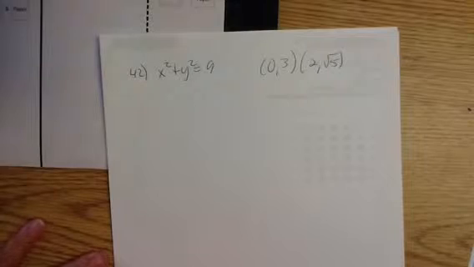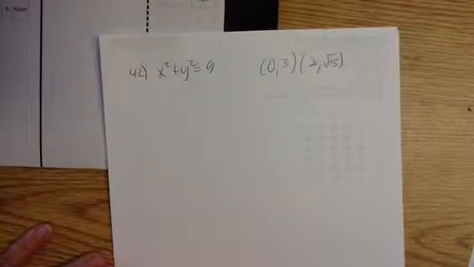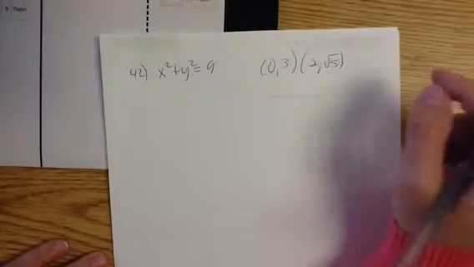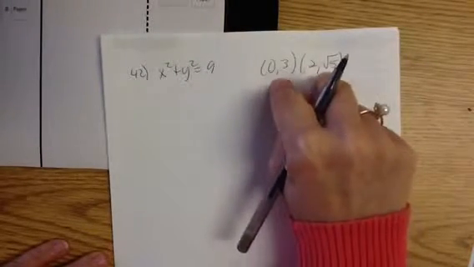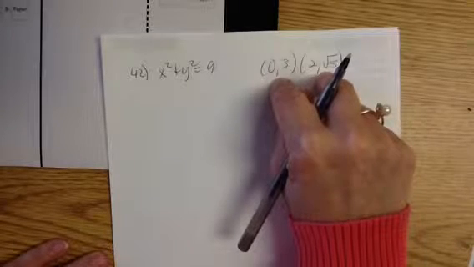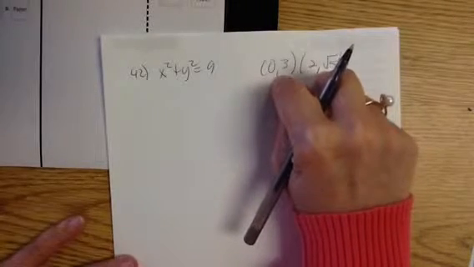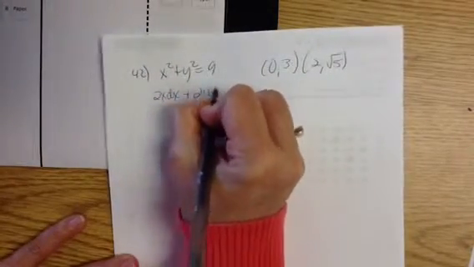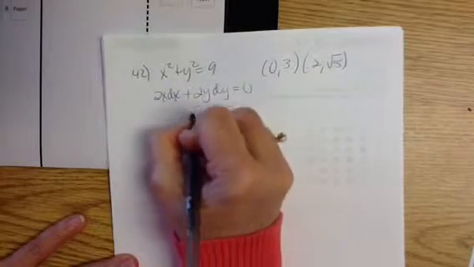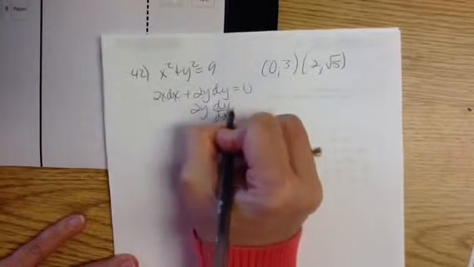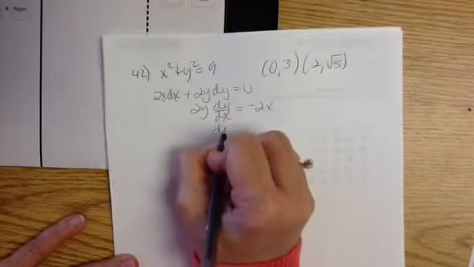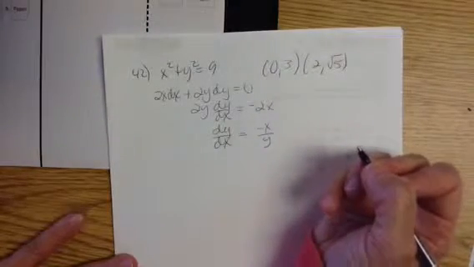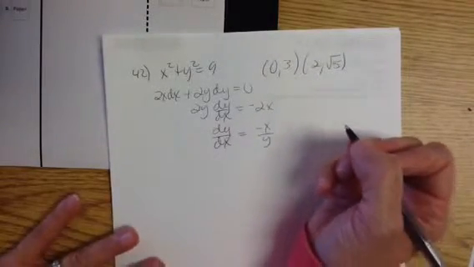All right, in this problem, number 42, we need to find the equations for the tangent line and the normal line to this circle at this point, and then that's about it. So what I need to do is take differentials. So 2x dx plus 2y dy equals 0. 2y dy over dx equals negative 2x. dy dx equals negative x over y. So that is the slope of my tangent line.